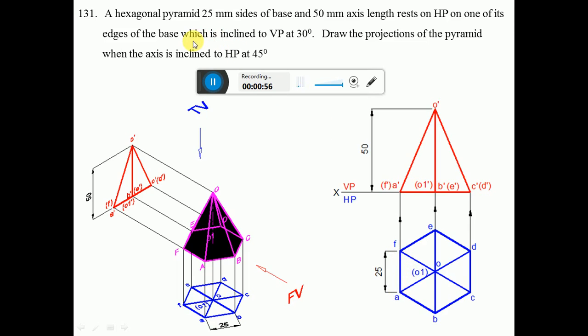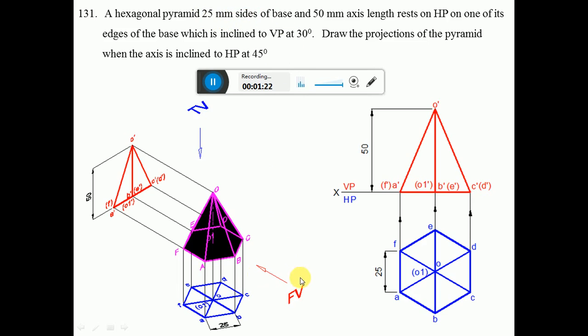When you look from the top view, we can see the hexagon totally. Since all the edges of the base are resting on HP, they are parallel to HP, so I can see the true length. True length means that it is the side of the base, which is 25 mm.